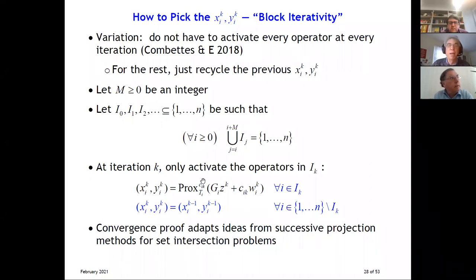The trick is, for the operators I've picked, I do the calculation I showed in the previous slide. The other ones, I just recycle what I had in the previous iteration. That's still in the graph of the operator, and it turns out that's enough. You can borrow some ideas from successive projection methods and show that I still get weak convergence, even if I'm lazy. I could just go round robin and pick one operator each time, or various other rules.